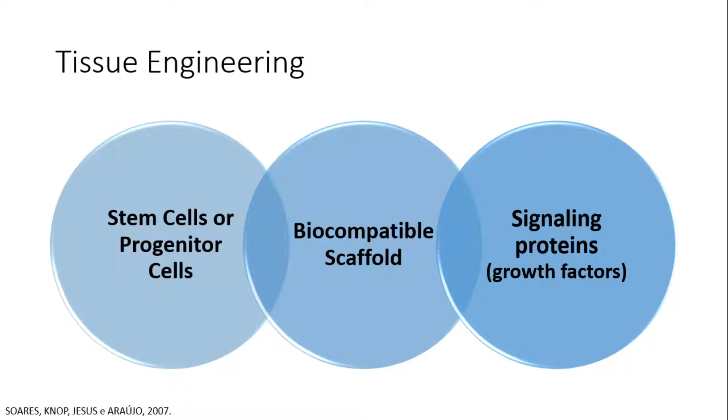Therefore, tissue engineering consists of an essential triad: stem cells or progenitor cells of the tissue of interest, a biocompatible and biodegradable scaffold that supports adhesion, migration, cell proliferation and differentiation, and signaling proteins as stimulus for differentiating cells.